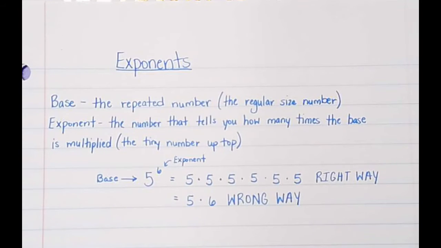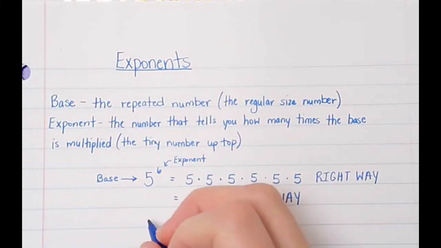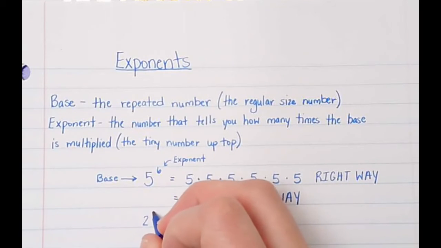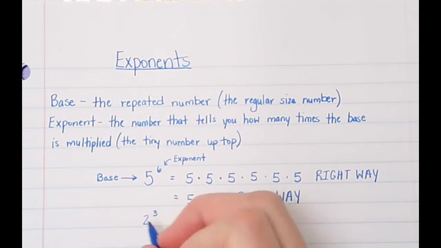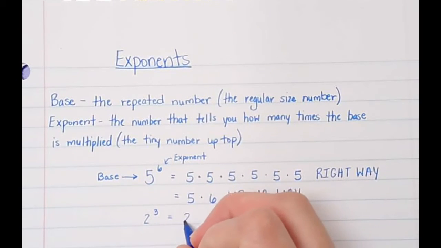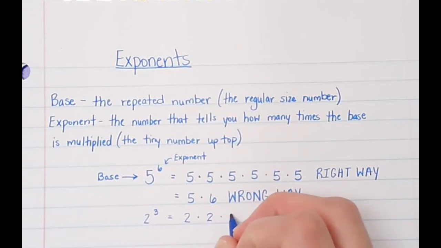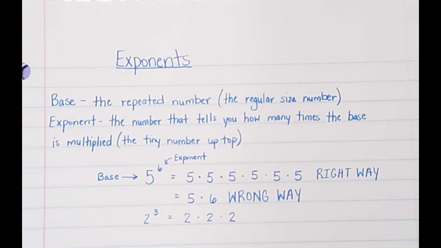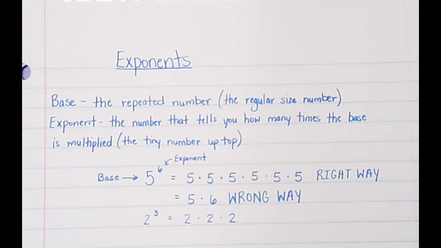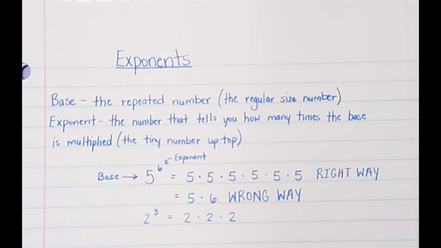Okay? So for example, if it was 2 to the third power, I'm not doing 2 times 3. I'm writing 2 times 2 times 2. Okay? Remember, it's 2 because of this number right here, and then I wrote it 3 times because that number right there is a 3. If it had been a 5, then I would write it 5 times. Okay? So that number up there just tells you how many times you need to write that number.